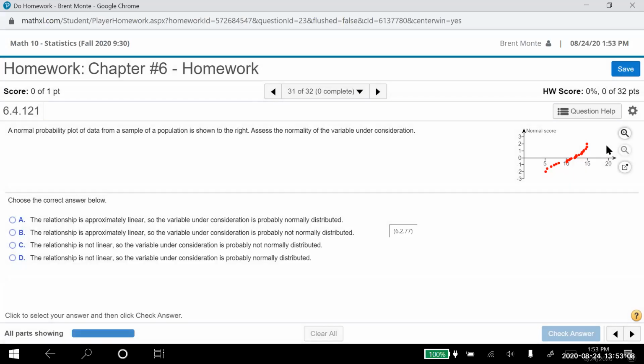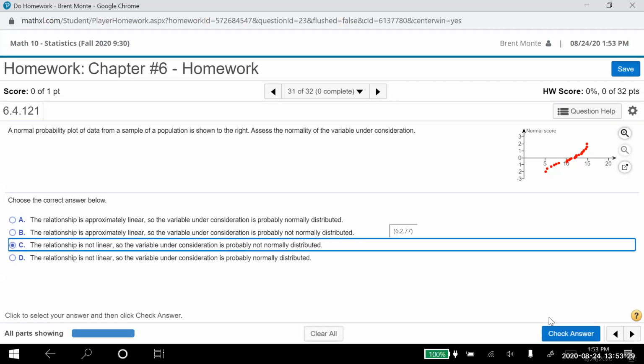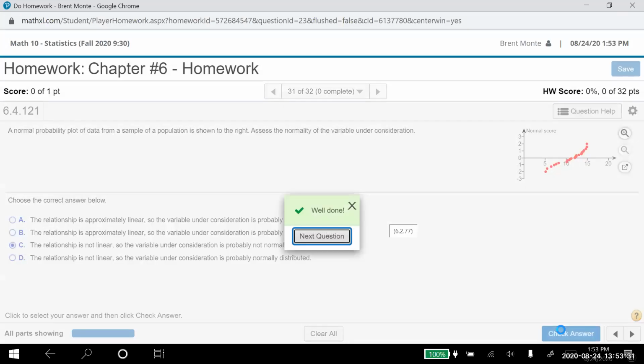And this one, not totally obvious. I would say it looks like there's a definite curve to it. So I would say it's not linear, so it's not approximately normally distributed. The relationship is not linear, so the variable under consideration is probably not normally distributed. Let's see what it says on this one, and we'll just get some ideas. So they were saying, yeah, that's too curved to say it's approximately linear. There seems to be a pattern to the curve.